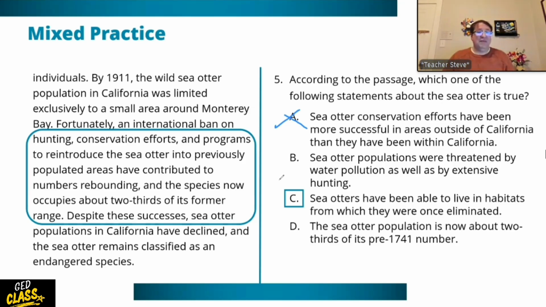Do we know anything about whether water pollution affected the sea otter population? No, that's not mentioned. Realistically, it almost certainly did, but that's not in the passage, so we don't get to talk about that.